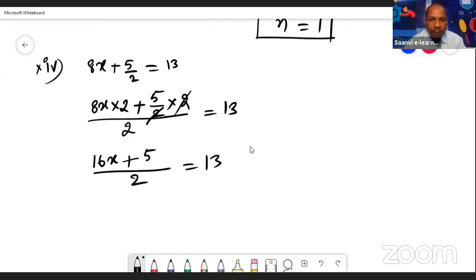Next. So here x is the variable. So one by one, we have to send each quantity to the other side. First of all, this 2 goes to this side. Here 2 is dividing. 16x plus 5 stays here only.